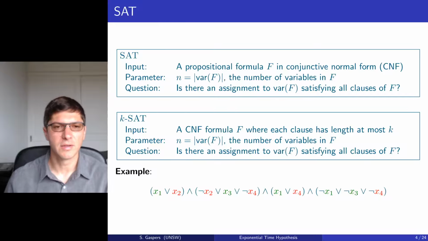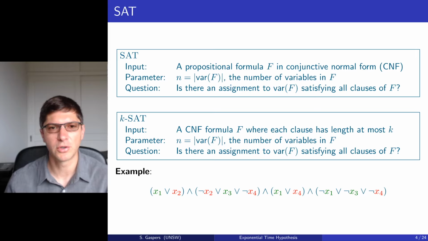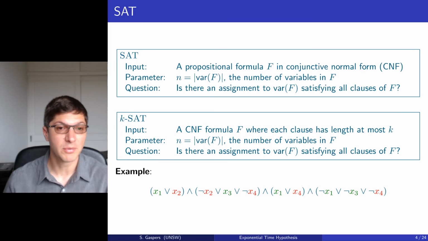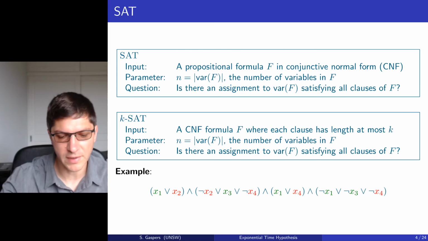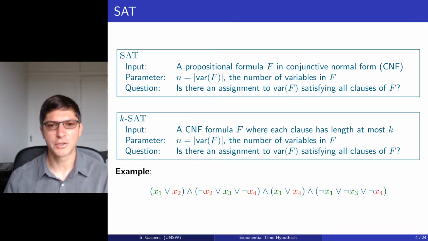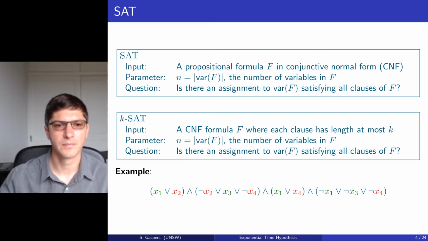Okay, the satisfiability problem is the problem where we have as input a propositional formula in conjunctive normal form. As a parameter, we consider now the number of variables of this formula. And the question is whether there exists an assignment to the variables that satisfies all the clauses of the formula. And then, of course, k-SAT is the restriction where every clause in the input has length at most k.